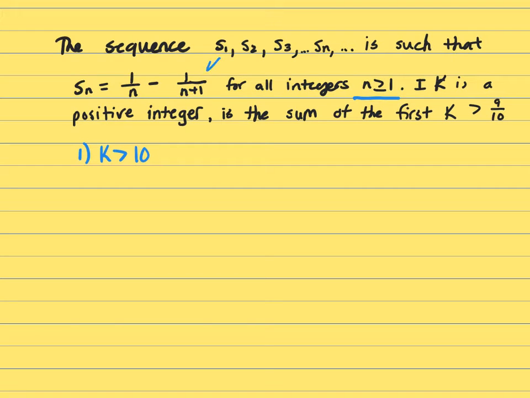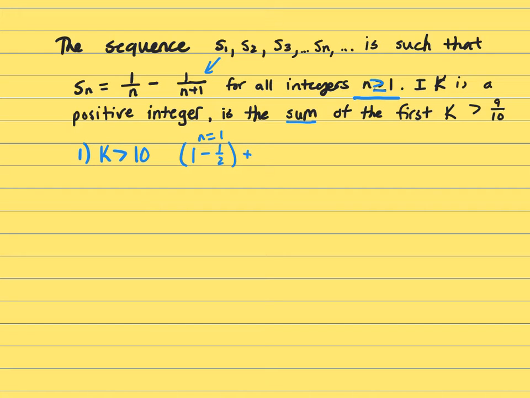Right, this is the formula for each term. So look what happens. If I let n be 1, and I can let n be 1 because it says greater than or equal to 1, that would be 1 over 1, which is 1, minus 1/2. And we're talking about the sum of the first k.